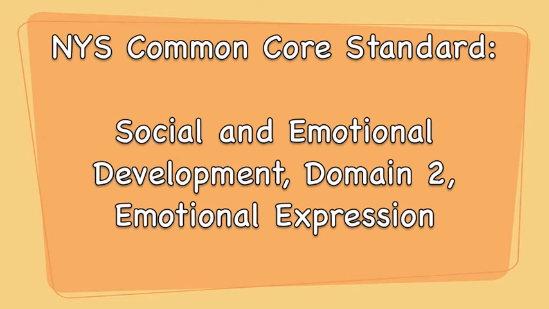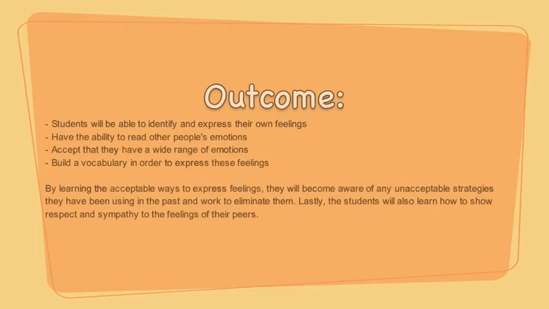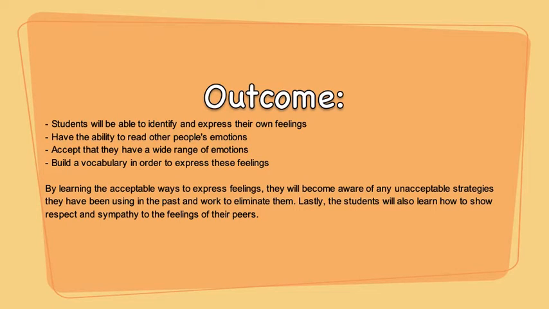The New York State Common Core standard that this lesson applies to is Social and Emotional Development, Domain 2, Emotional Expression. The outcome of this lesson would be that students would be able to identify and express their own feelings, have the ability to read other people's emotions, accept that they have a wide range of emotions, and build a vocabulary in order to express these feelings.